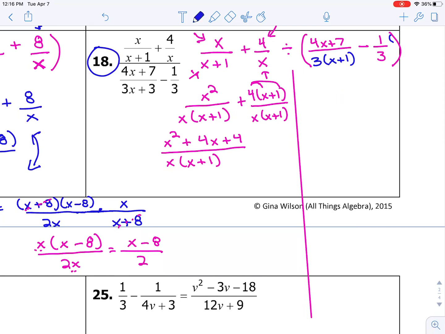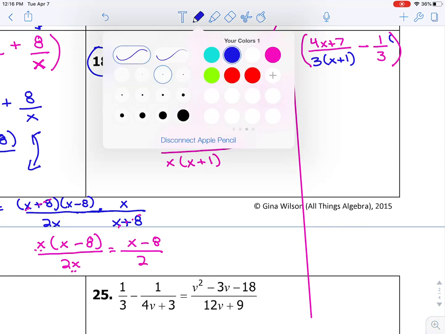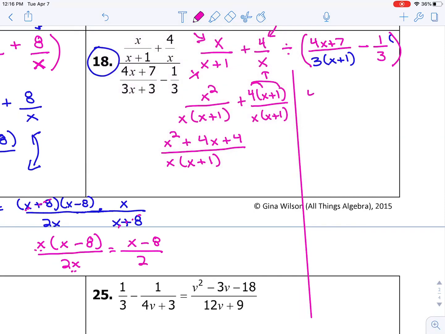Okay, so our denominators, if you look at them, they're real close to being the same, right? Because they both have a 3 in them. So my first one is 4x plus 7 over 3 times x plus 1, and then it's minus. Okay, so I need to multiply this side here by its opposite denominator. They already have a 3 in common, right? So what would make these common denominators?